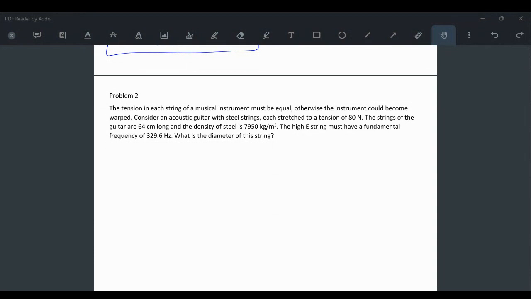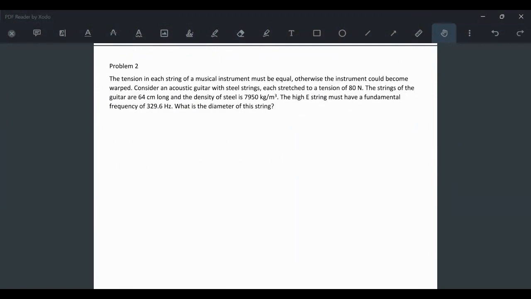Okay, so for problem 2 here, we're told that the tension in each string of a musical instrument, something like a violin or a guitar, must be equal, otherwise the instrument could become warped. Consider an acoustic guitar with a steel string. Each string is stretched to a tension of 80 newtons. The strings of the guitar are 64 centimeters long, and the density of steel is just under 8,000 kilograms per cubic meter.